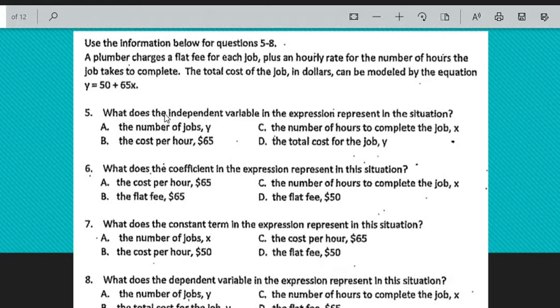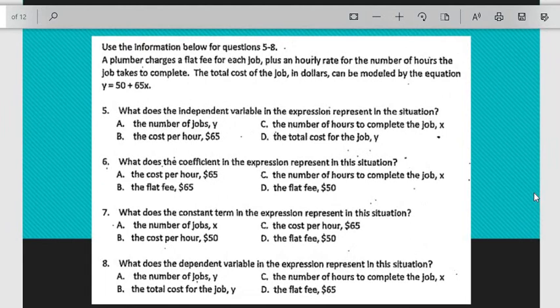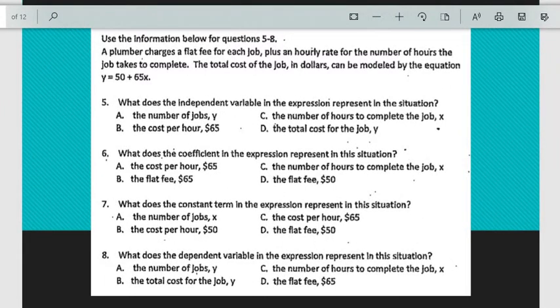So number 5, what does the independent variable in the expression represent in this situation? Number 6, what does the coefficient in the expression represent in this situation? Number 7, what does the constant term in this expression represent in this situation? And number 8, what does the dependent variable in this expression represent in this situation? Now, I want you to put me on pause while you think about it and see if you can come up with the answers.